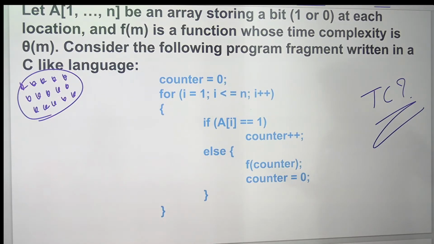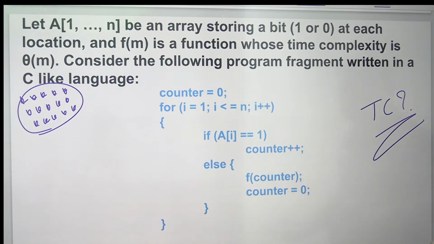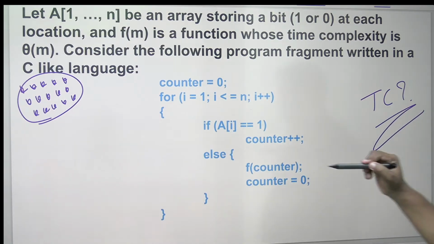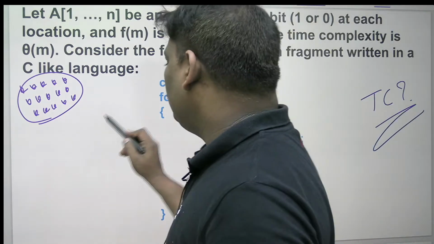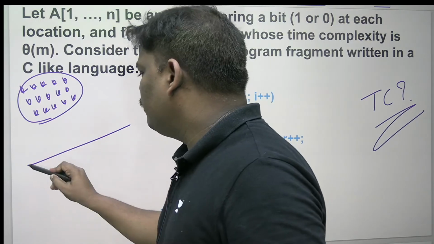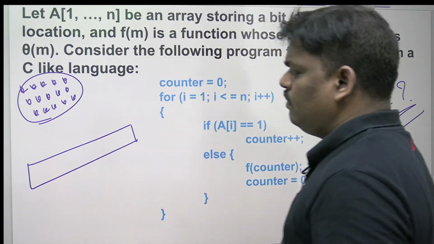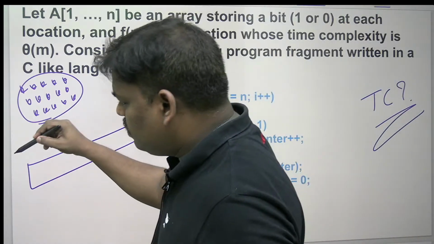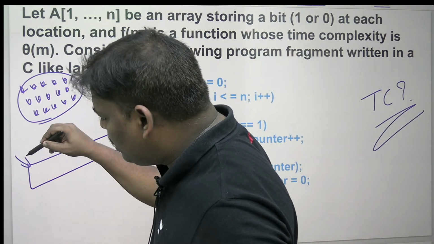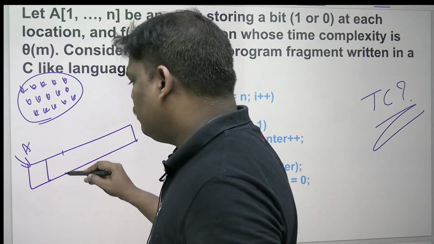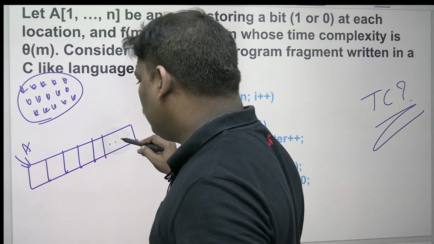Let's see this problem. Those people who are watching, this is a very, very important problem. If you see this problem, one array is there, and the name of the array is A.